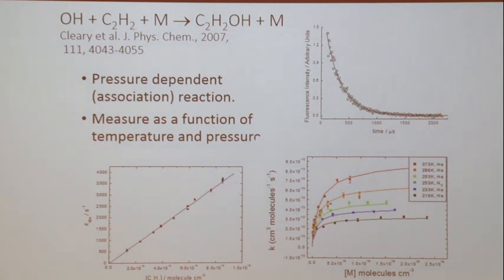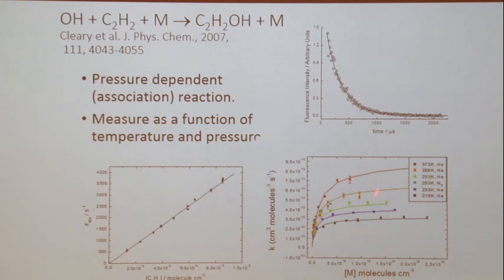This is another really important reaction. This is the OH radical reacting with acetylene. A lot of flames have acetylene in them. You have a lot of OH, so you have reactions like this happening. This is a pressure-dependent reaction, so you have to measure it as a function of temperature and pressure. Here you can see that the rate is almost linear with the pressure, which means it's really pressure-dependent. It's really strong. Here at higher pressures, it saturates. You see that originally it's very sensitive to the pressure, and then it goes flat.